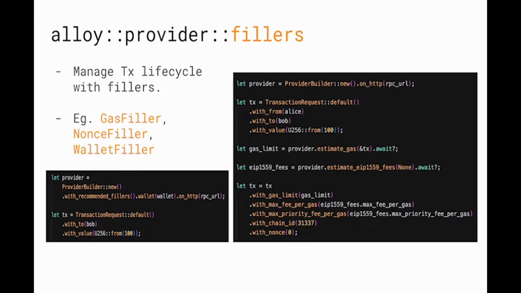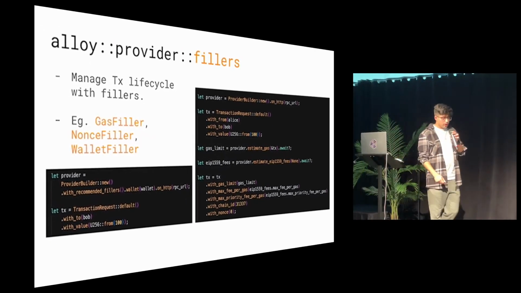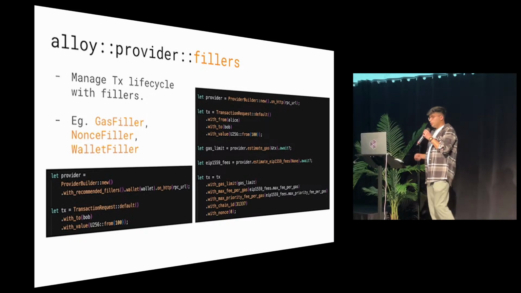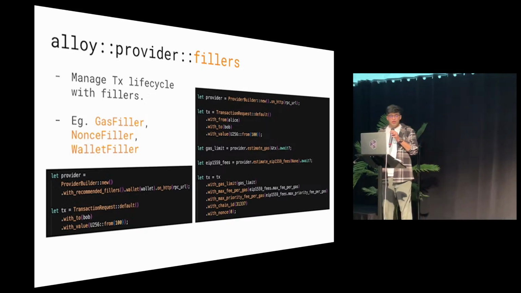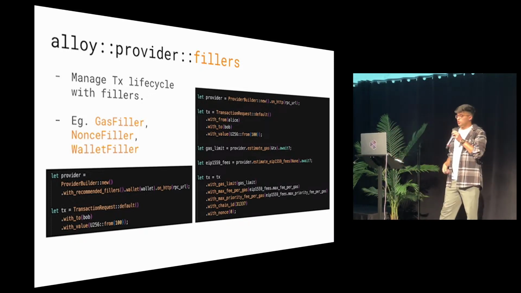Fillers. Fillers manage the transaction's lifecycle. It essentially enhances and provides a frictionless experience. For example, we have a method called with recommended fillers on the provider builder, which essentially implements a gas filler, a nonce filler, a chain ID filler, and in case you want to use a wallet filler, you can just do .wallet and pass your wallet to it. What will happen next is every time you send a transaction request, you never have to fill in the gas parameters, the nonce, the chain ID, or sign transactions manually.